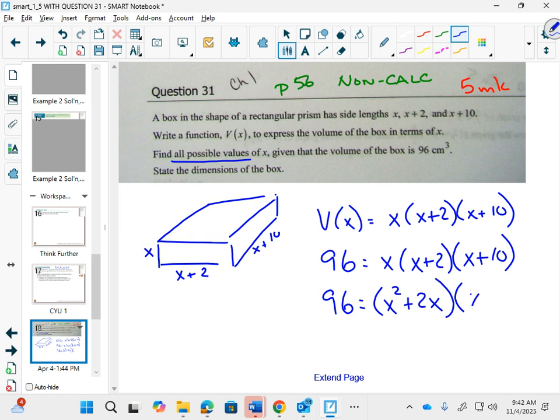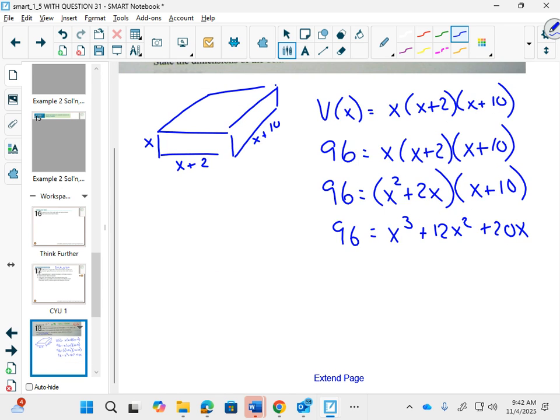I'll multiply those two first. And then I'll multiply the next two together. And I'll get x cubed plus 10x squared plus 2x squared plus 12x squared, and the last one's plus 20x. And now I can move it over and solve. And actually the students that used guess and check actually had an advantage if they also wanted to do it algebraically. Okay? Quick check.